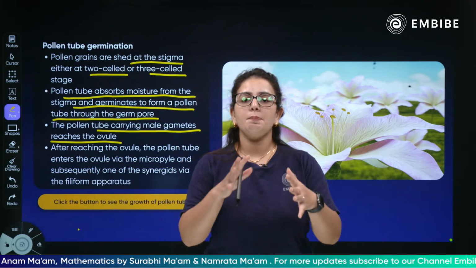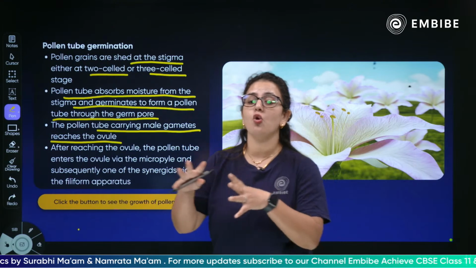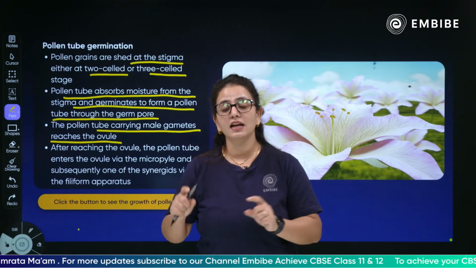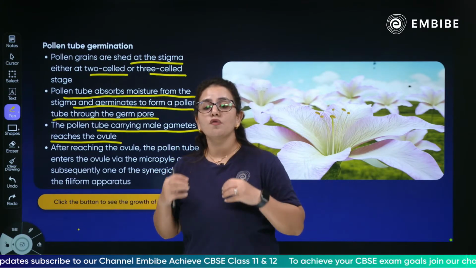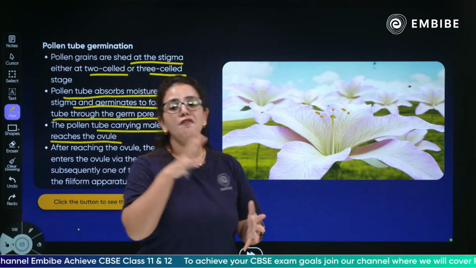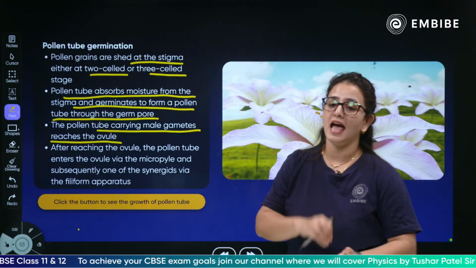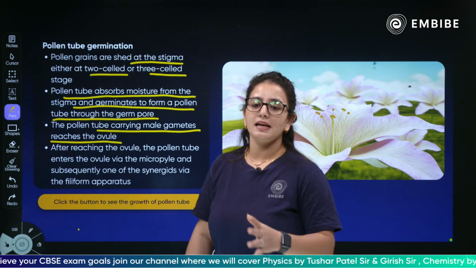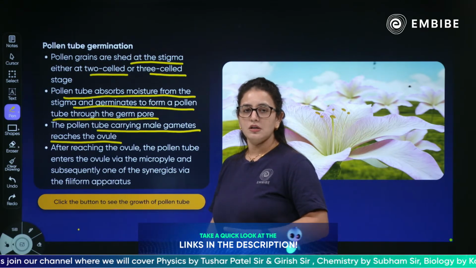So, once the pollen tube formation has taken place, it will carry those male gametes towards the egg cell, towards the ovary, where the ovules and the egg cells are present, for the fusion of the male gametes and the egg cell. So this pollen tube carries the male gametes and reaches the ovule.